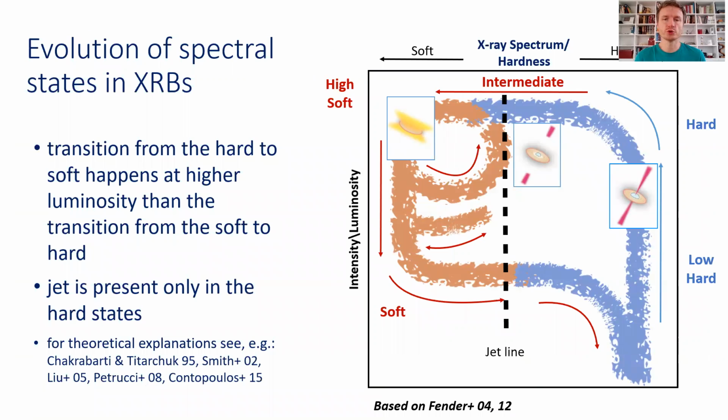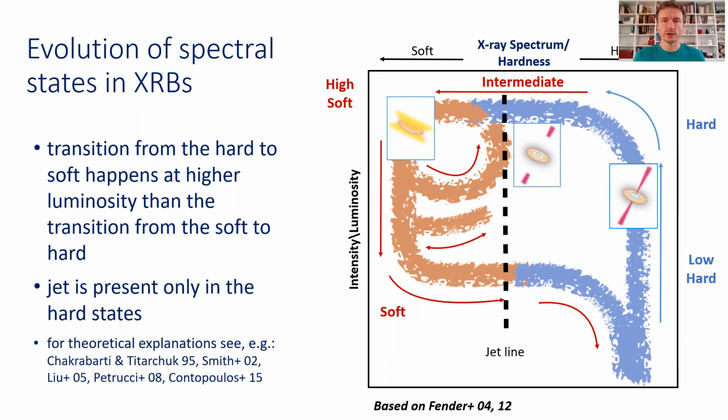The X-ray hardness is then useful to use in the hardness intensity diagram to trace an X-ray binary outburst, going from low hard state to hard state and then soft state, when the thermal emission of the disk is dominant in the spectrum. The transition from the hard to soft usually happens at higher luminosity than the transition from soft to hard. And the most interesting feature is the production of a relativistic, highly collimated outflow, the jet, in the hard state, while the jet is quenched in the soft state.